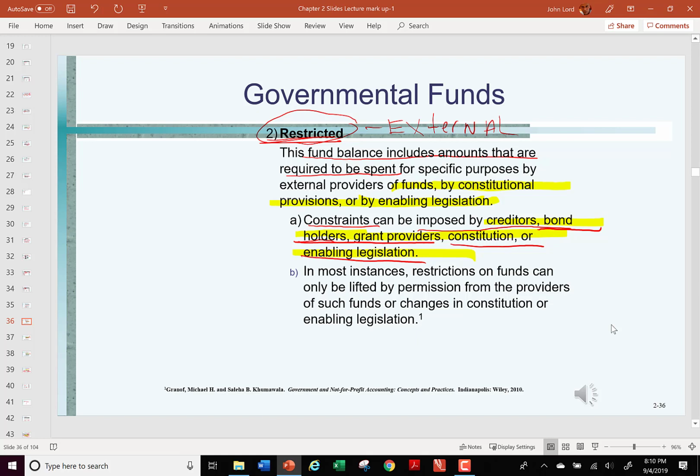Before they passed the law that said they were going to take the money from your check for the state disability insurance fund, they didn't have that money at all, did they? So the same law that enabled them to take that money also calls out how they're going to spend it. We consider that restricted. Now, in this case, you're saying, well, wait a minute, John, that's not really outside the government because the government's the one that passed that law.